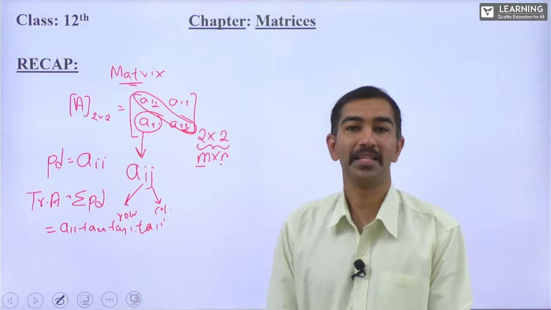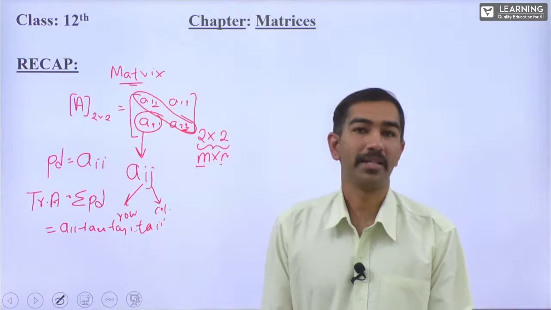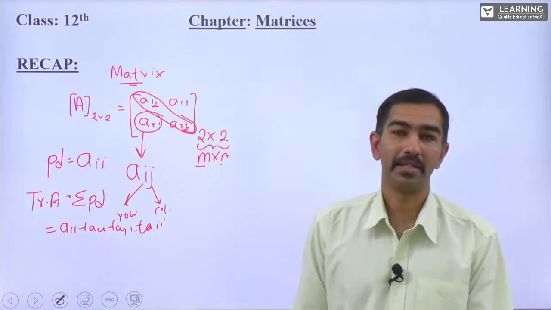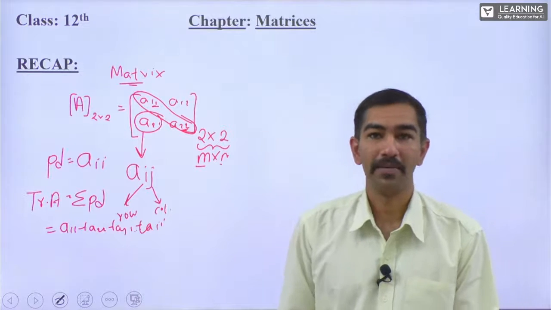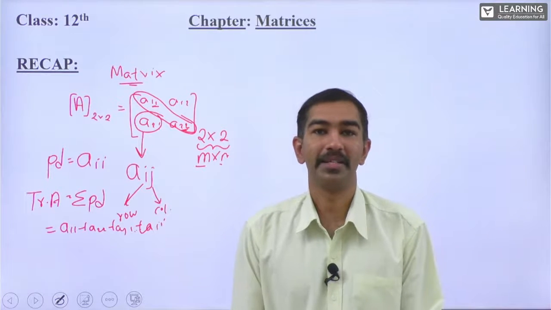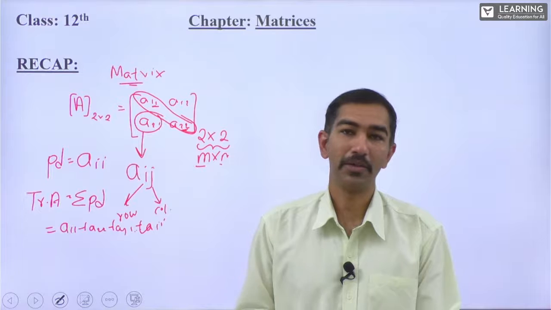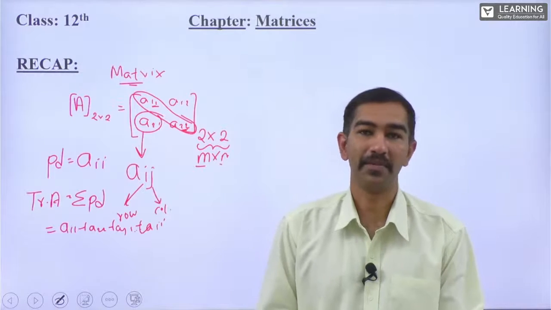Apart from this, what else did we see? We saw the types of matrices, correct? What are the types of matrices? Square matrix, column matrix, row matrix, diagonal matrix, scalar matrix. So all those types of matrices we had seen in the previous class.